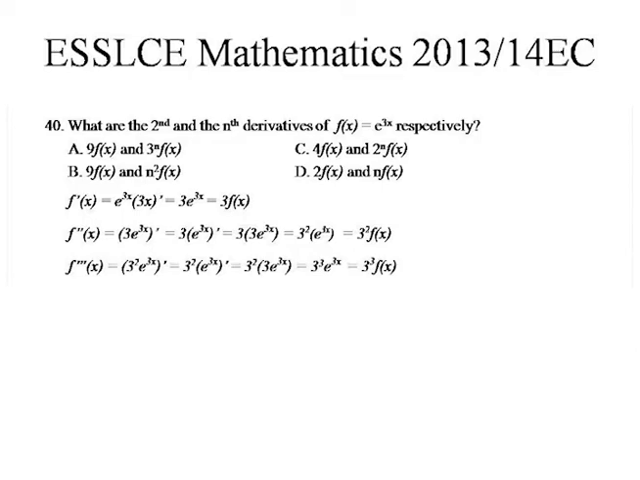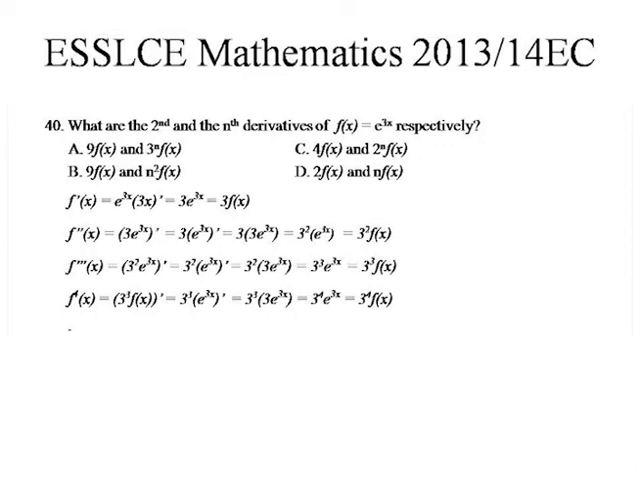Let's add one more. The fourth derivative of f of x is equal to the derivative of the third derivative of f of x, which is equal to 3 cubed times e to the power of 3x. The derivative of e to the power of 3x is already known, which is 3 cubed times 3 times e to the power of 3x. 3 cubed times 3 is 3 to the power of 4 times e to the power of 3x, which is equal to 3 to the power of 4 times f of x.